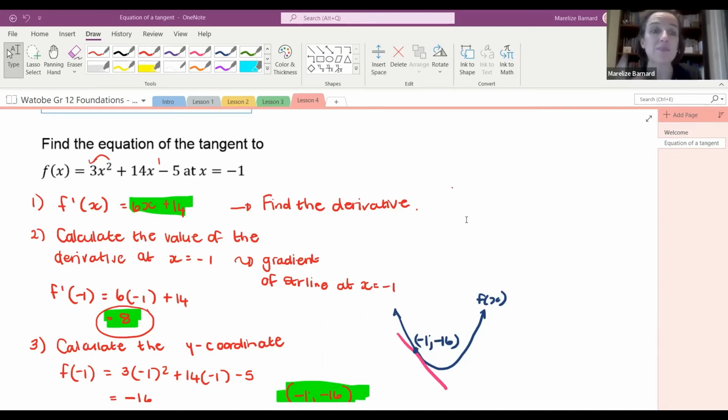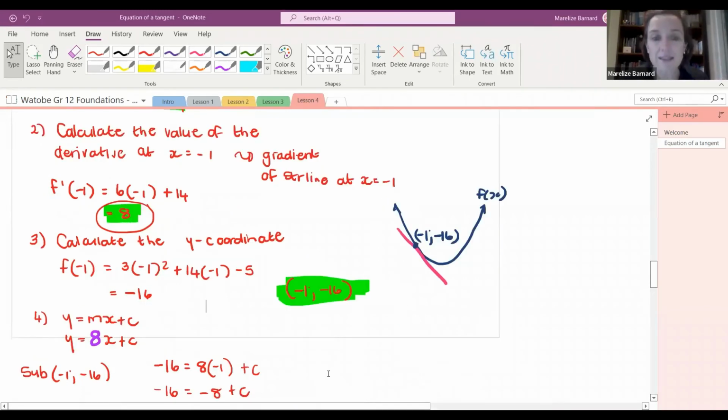Then we substitute the x value into the derivative, where x is equal to -1, so that goes into the equation of the derivative, and we get 8. So this means at that point where x is -1, the gradient of the straight line is 8. Okay, that's what that gives us.